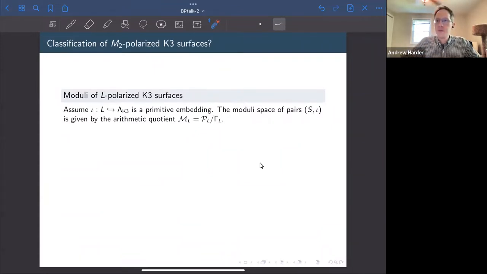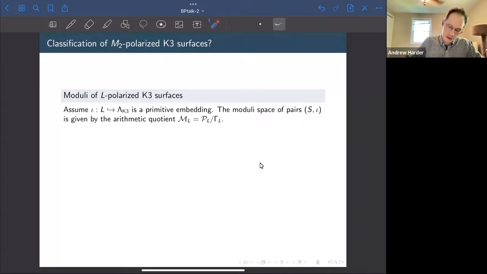Okay, so before I talk about the answer to this question, I want to talk a little bit about the moduli of lattice polarized K3 surfaces. So this will be sort of an important invariant in this classification, so I'll mention what these things are. So if I want to talk about classifying K3 fibrations, I should first talk about the classification of those K3 fibers. And that's what this moduli of L polarized K3 surfaces does.